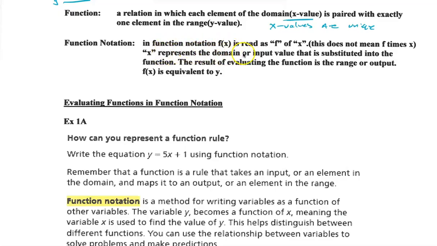X represents the domain or input value that is substituted into the function. So like right here, that x is our input, our x value. It's our domain, right? The result of evaluating that function is the range or output. So the f of x is the range. And by the way, f of x is equivalent to the y. F of x, g of x, h of x, all those are just y.